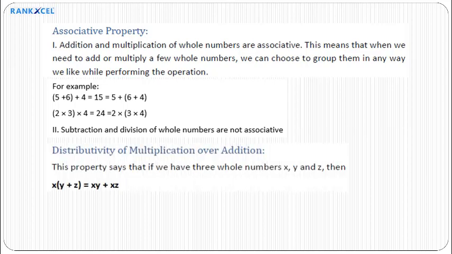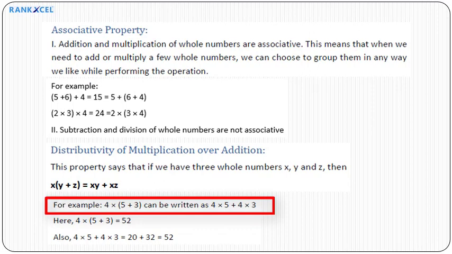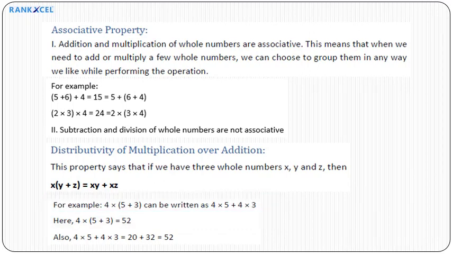Distributivity of multiplication over addition. This property says that if we have three whole numbers x, y and z, then x into y plus z equals xy plus xz. For example, 4 into 5 plus 3 can be written as 4 into 5 plus 4 into 3. 4 into 5 plus 3 equals 32. Also, 4 into 5 plus 4 into 3 equals 20 plus 12 equals 32.